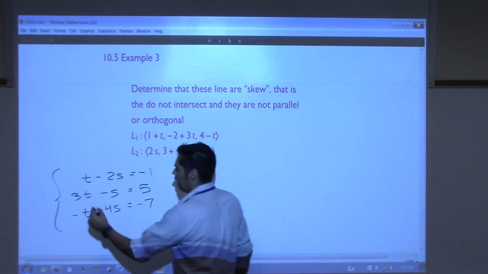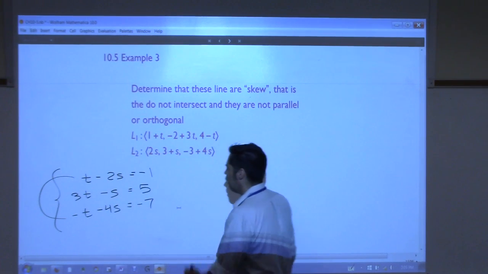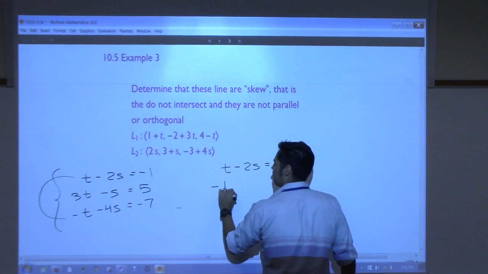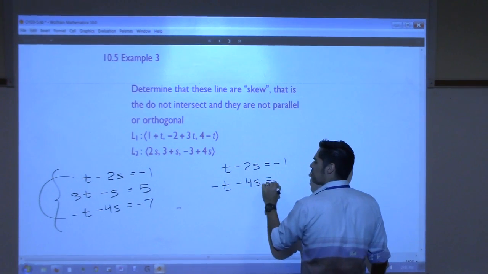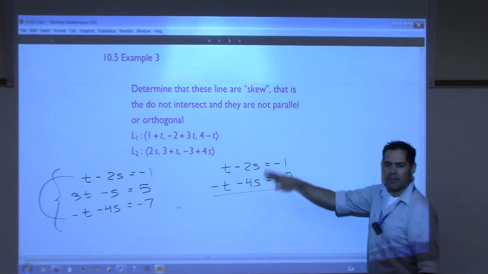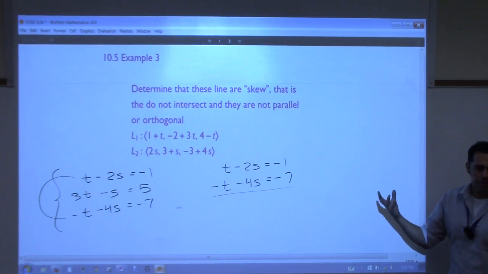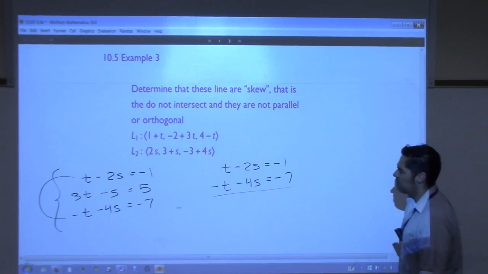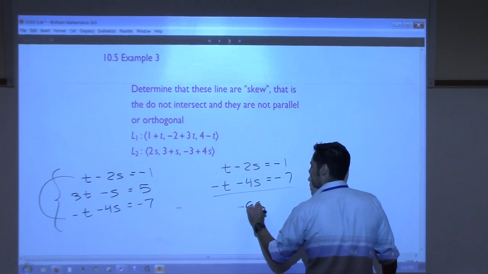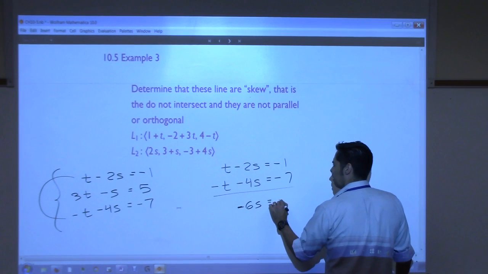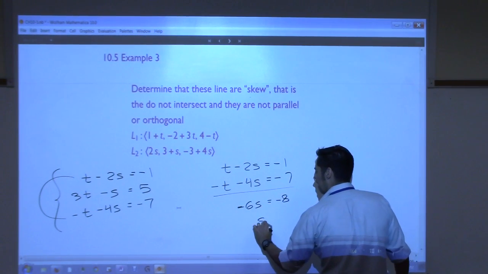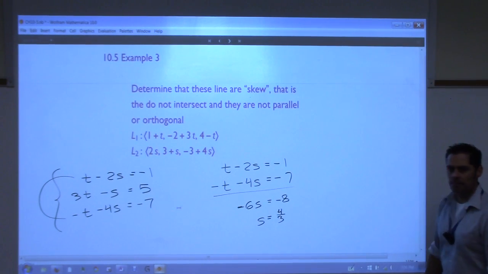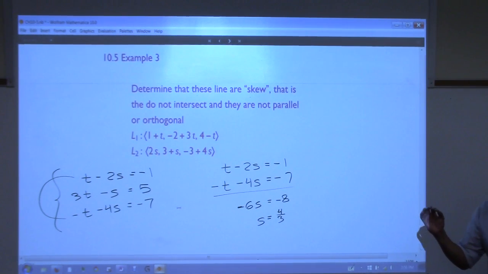I think the first and the third are the easiest to work with, because if I just look at the first and third, then I can just add straight down, can't I? Add these 2 equations together, and my t variable is eliminated right away, which is why I chose the first and third. And this tells me that negative 6s must equal negative 8, which means that s must be 4/3 positive, right? So I've got a good candidate right now.